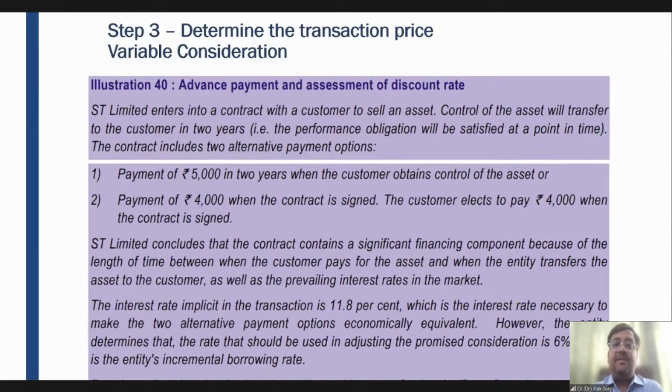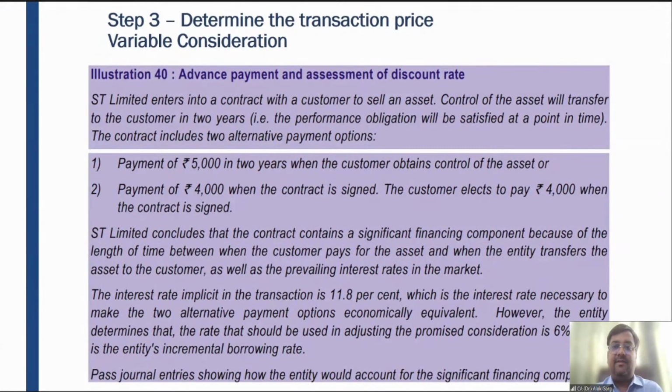ST Limited enters into a contract with a customer to sell an asset. Control of the asset will transfer to the customer in 2 years. That is, the performance obligation will be satisfied at a point in time. So when the entity delivers this asset to the customer, only at that point of time will the performance obligation be satisfied. The contract includes 2 alternative payment options.